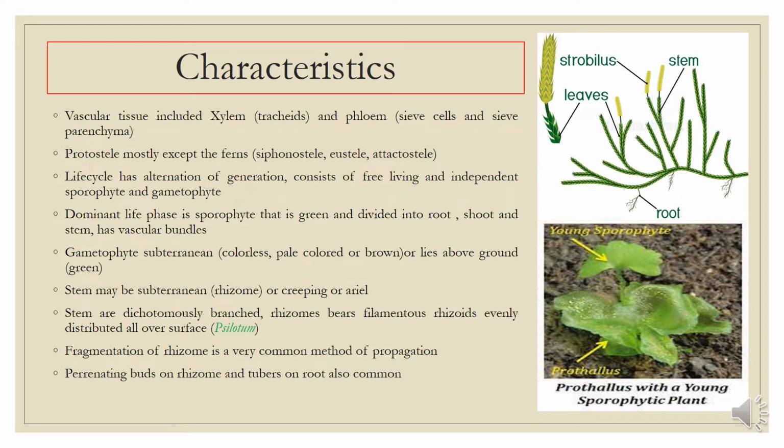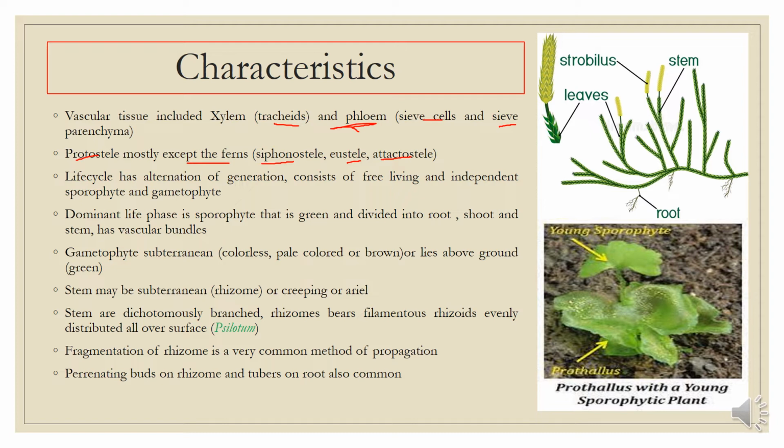Pteridophytes are the first plants to have a vascular bundle, and in the vascular bundle, they have tracheids in the xylem and sieve cells and sieve parenchyma in the phloem. And the type of stele is protostele in most of the pteridophytes, except the ferns, which have either siphonostele, eustele, or atactostele, or any other stele in between.